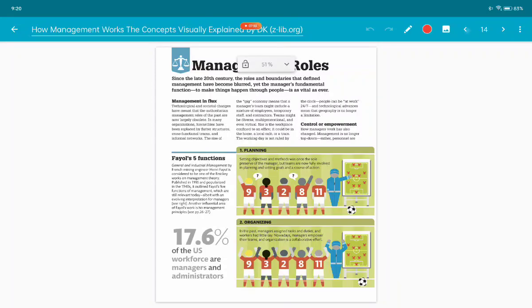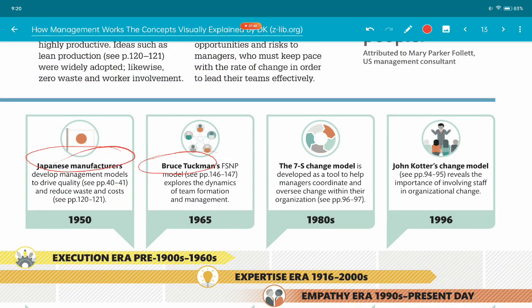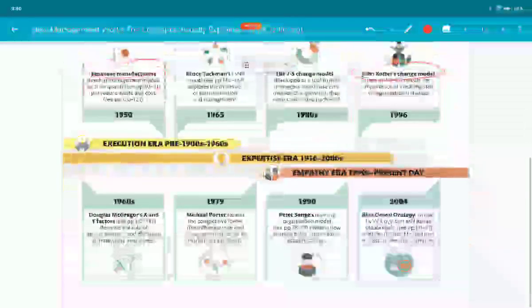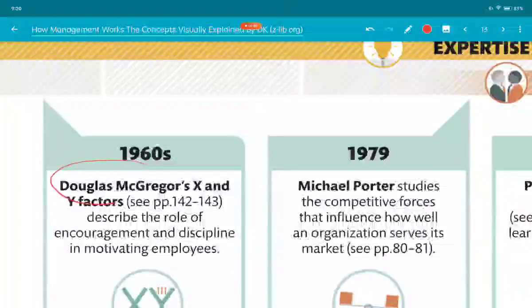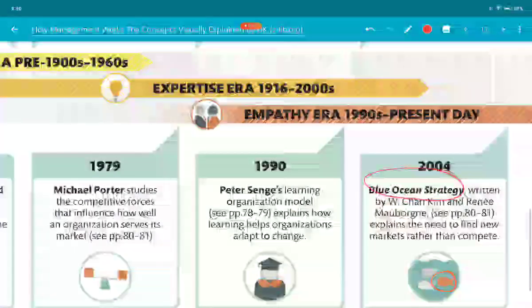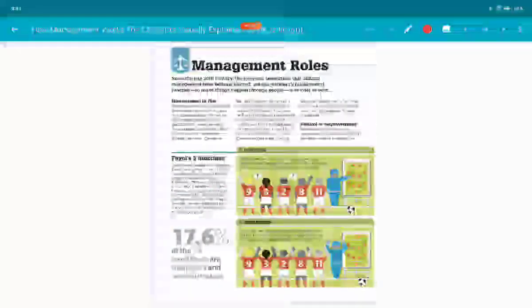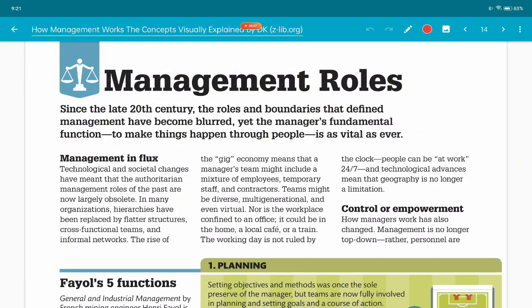So management role, so what we discussed before, let's check a few theories. Okay, Japanese manufacturing theory, Bruce Tuckman's theory, then the 7S change model, then Kotter's change model. What else? Douglas McGregor's X and Y factor, Michael Porter, and then Peter Senge, then Blue Ocean Strategy. I love this Blue Ocean Strategy, and many people use it nowadays to start a new business, and they think always to start from the blue ocean, not the red ocean.